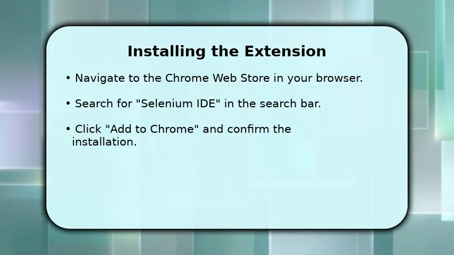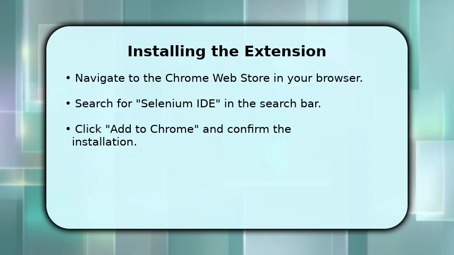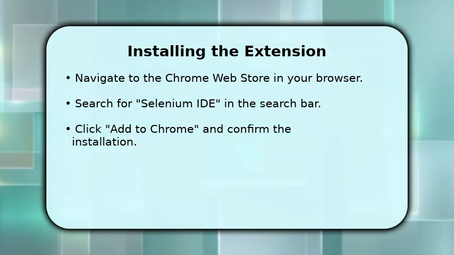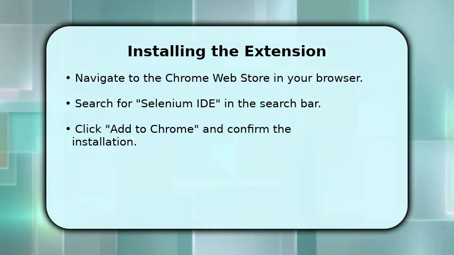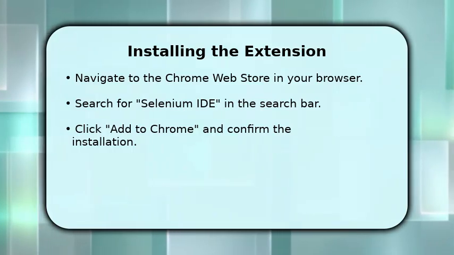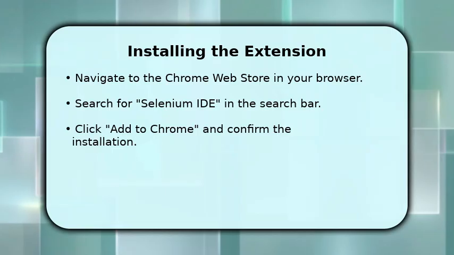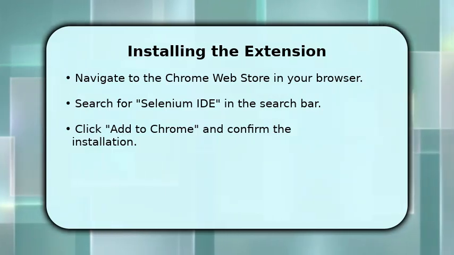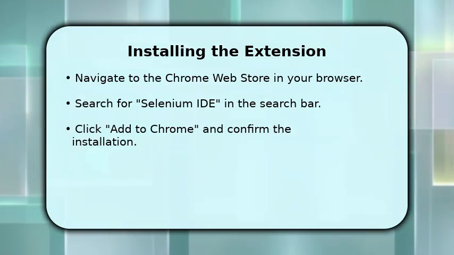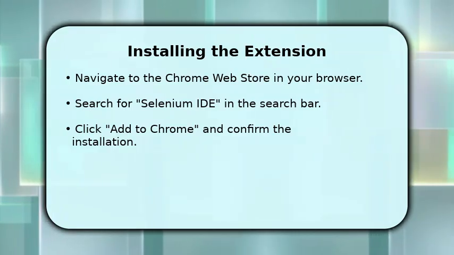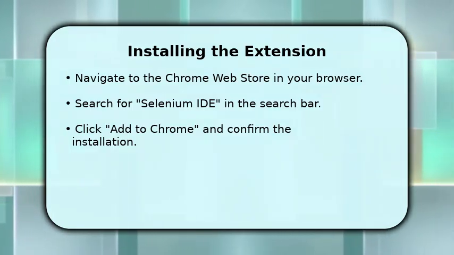To begin, open your Chrome browser and go to the Chrome Web Store. In the search bar, type Selenium IDE and press Enter. You'll see the official extension in the results. Click the Add to Chrome button, then confirm by clicking Add Extension in the pop-up window. The installation usually takes just a few moments to complete.